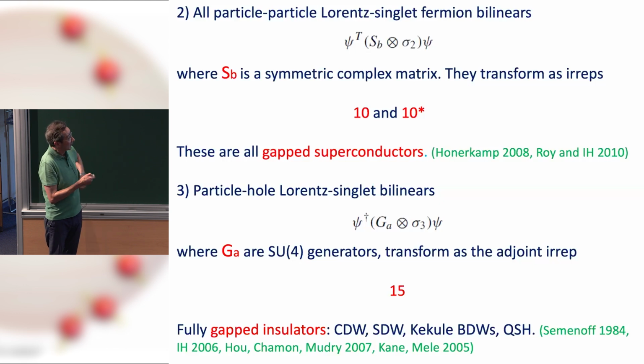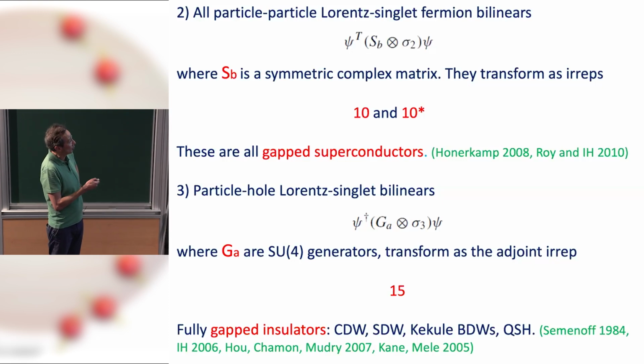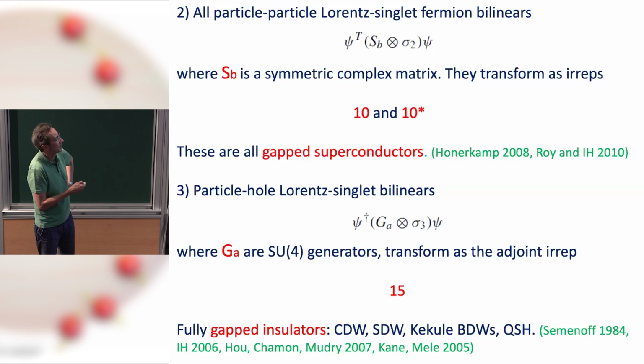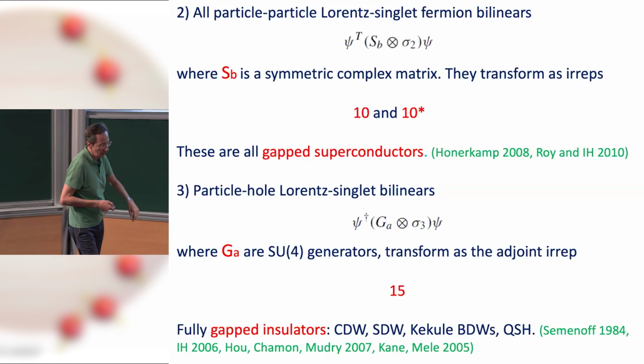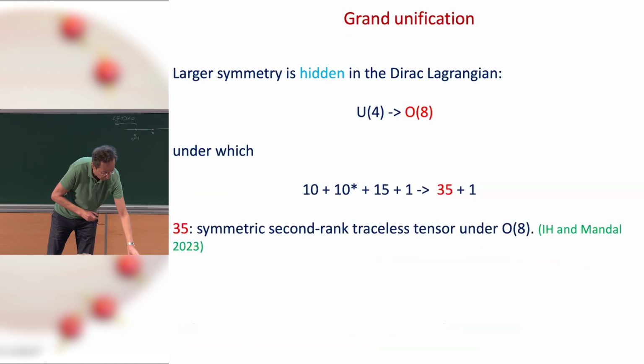Furthermore, you can imagine other bilinears that do not violate particle number U1, right? That have psi dagger psi here. They would have any Hermitian matrix in this vector space, and that would, of course, be the adjoint representation of SU4, 15-dimensional. So all of the insulating states that were talked about would basically fall into this one, including even the topologically non-trivial one, like quantum spin Hall. They would all belong to the same representation. So this bilinear transforms as representation 15, the adjoint representation. So these are just algebraic facts about bilinears. Nothing more at this point.